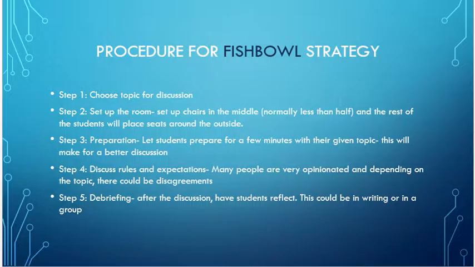So the procedure for the fishbowl strategy, the first thing that you want to do is choose a topic for discussion. The next thing that you're going to do is set up the room. So you're going to have chairs in the center, and these are going to be normally less than half of the students. And then the rest of the students will be on the outside, and you can either have them stand around or they can sit if you want them to take notes.